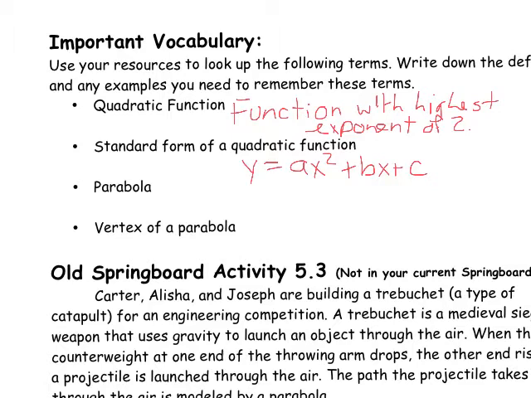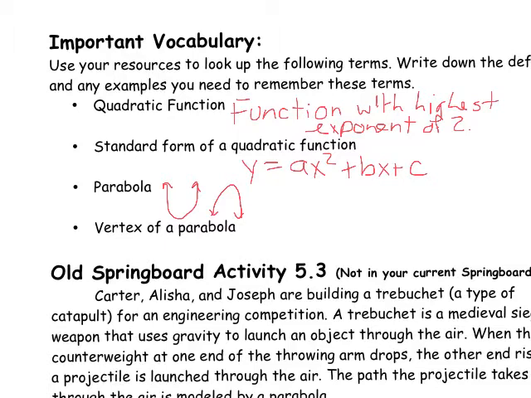A parabola, does anybody know what a parabola is? It's not a type of bread. That's what you call the graph of a quadratic. Okay, so a parabola, I'll just draw a picture for that one. A parabola looks something like this, or it could open downward if it looks like that. Those are parabolas. So that's what the graph of a quadratic looks like. It's called a parabola. You could say it has a parabolic shape.